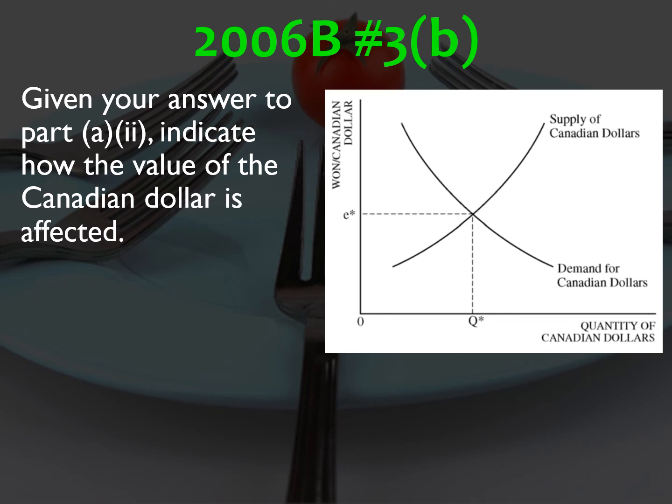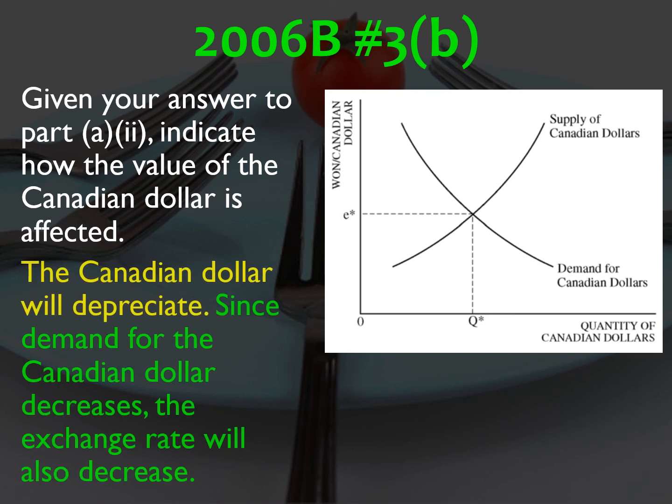Part B, given your answers to Part A2, indicate how the value of the Canadian dollar is affected. So the Canadian dollar will depreciate. Since the demand for the Canadian dollar goes down, you can imagine this graph where demand shifts to the left, which lowers the quantity, but also lowers the exchange rate. So the Canadian dollar effectively gets weaker, or depreciates, because the demand for the Canadian dollar goes down.